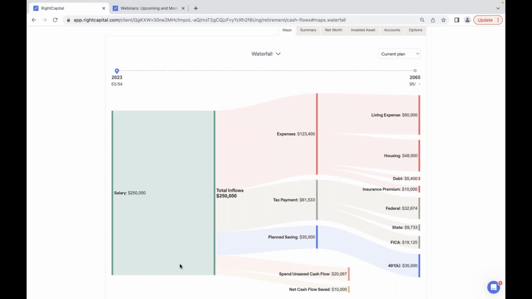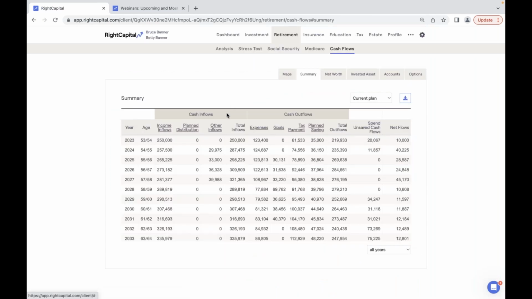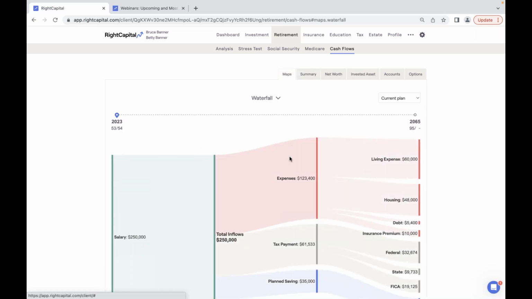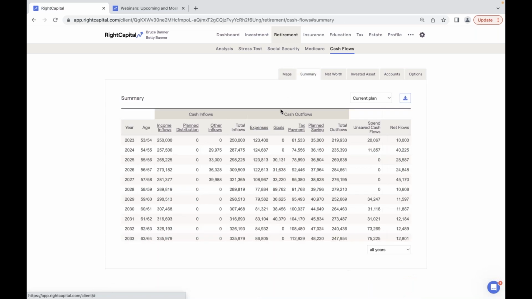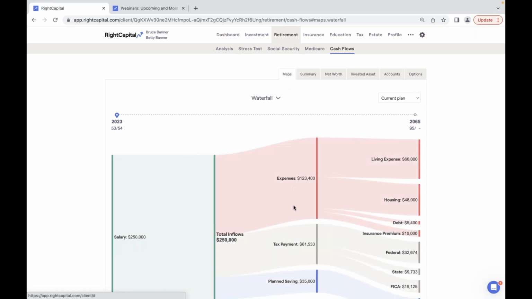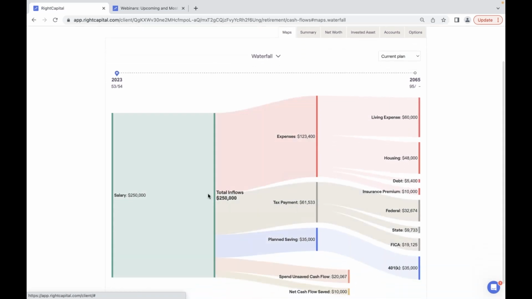So again, the total salary comes into the waterfall graph. We then can see the makeup of just expenses. Again, the 123,000 here is going to match what we see here, 123,400. Again, tax payments of 61,533 are going to match the next column over, 61,533. And so we're going to keep being able to work through that data and see what this client is spending their money on.